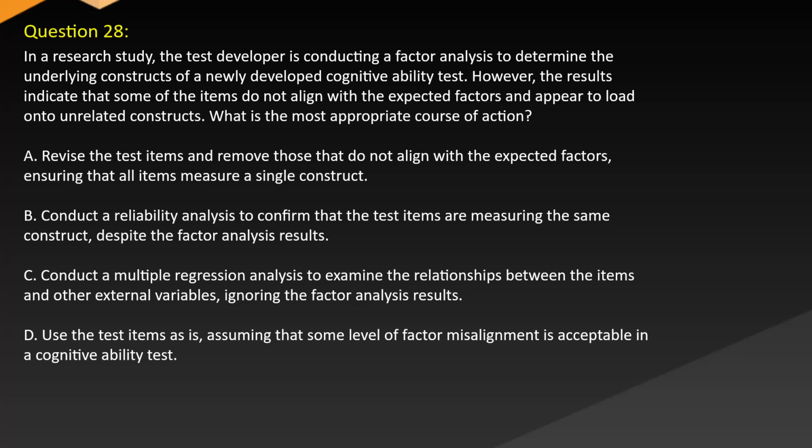C. Conduct a multiple regression analysis to examine the relationships between the items and other external variables, ignoring the factor analysis results. D. Use the items as is, assuming that some level of factor misalignment is acceptable in a cognitive ability test.